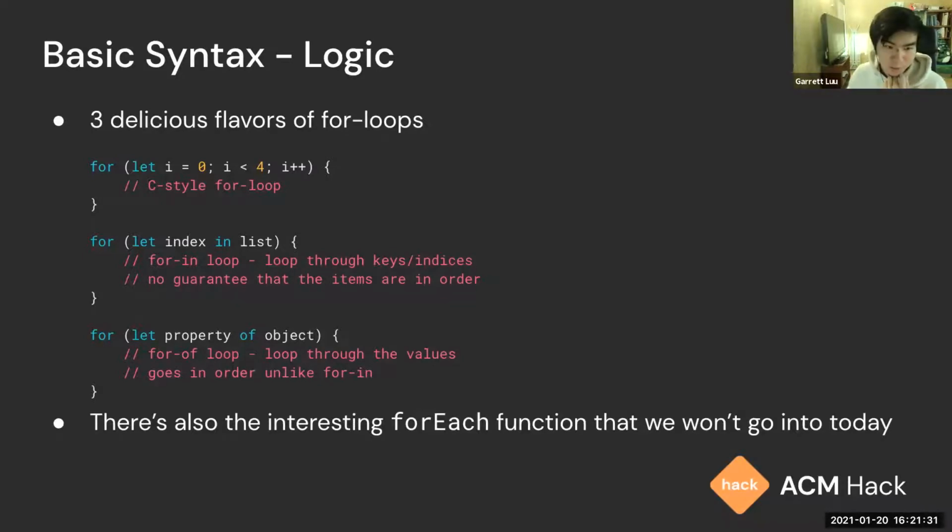And basically, it's going to run whatever code is in here. In this case, 4 times. It's going to go from 0, 1, 2, 3. And then once it gets to 4, it's going to fail this check and then go out.